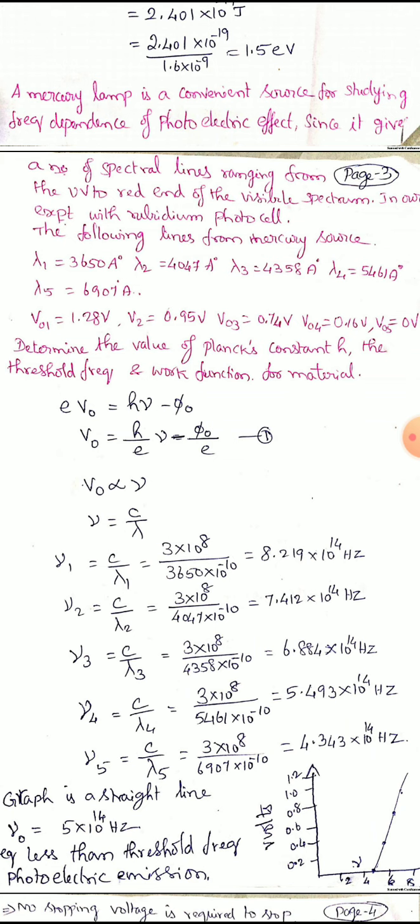So what will be the threshold frequency? The threshold frequency is equal to 5 into 10 to the power of 14 hertz. For the remaining wavelengths, the frequency is less than the threshold frequency, so no photoelectric emission will be there.